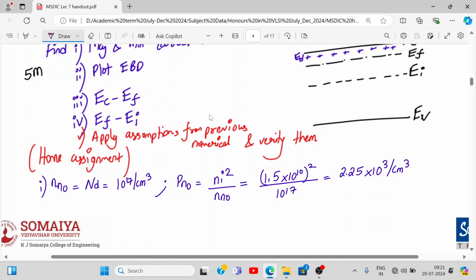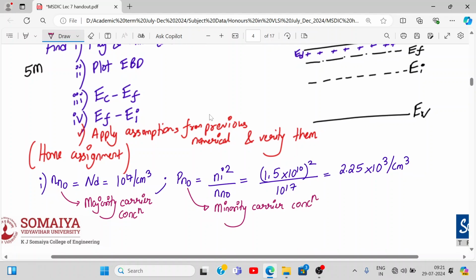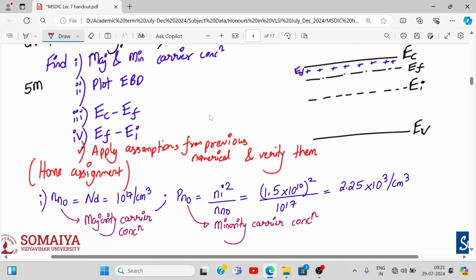So this is the majority carrier concentration and this will be the minority carrier concentration. And then we have to plot the energy band diagram. Well, this is the energy band diagram for N-type silicon.